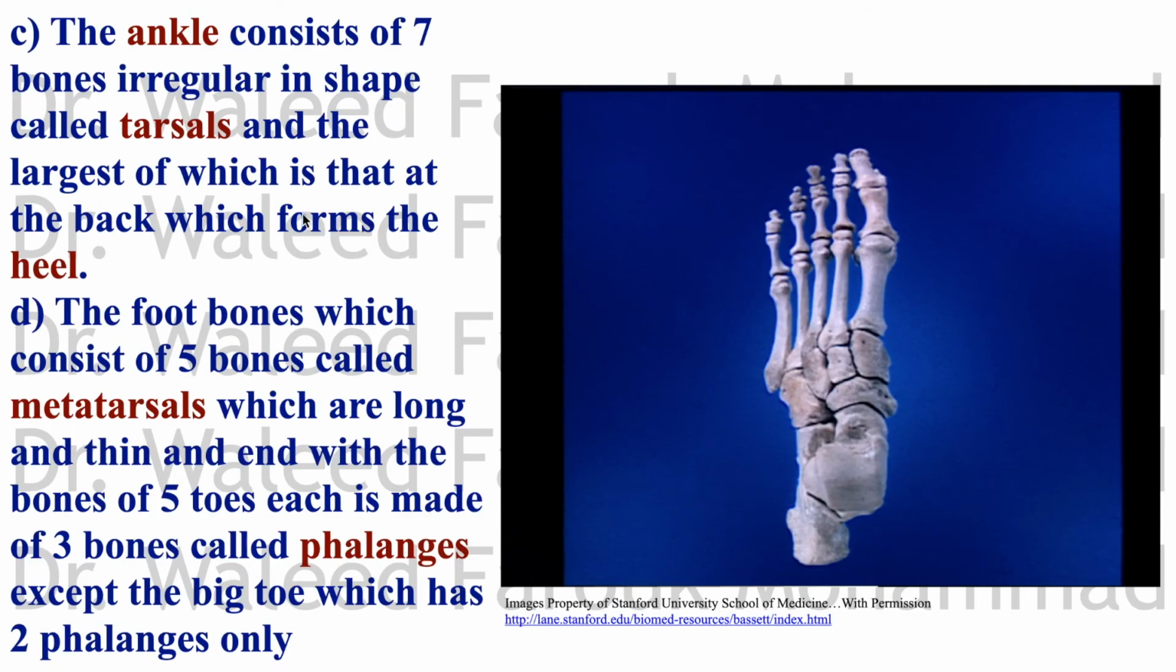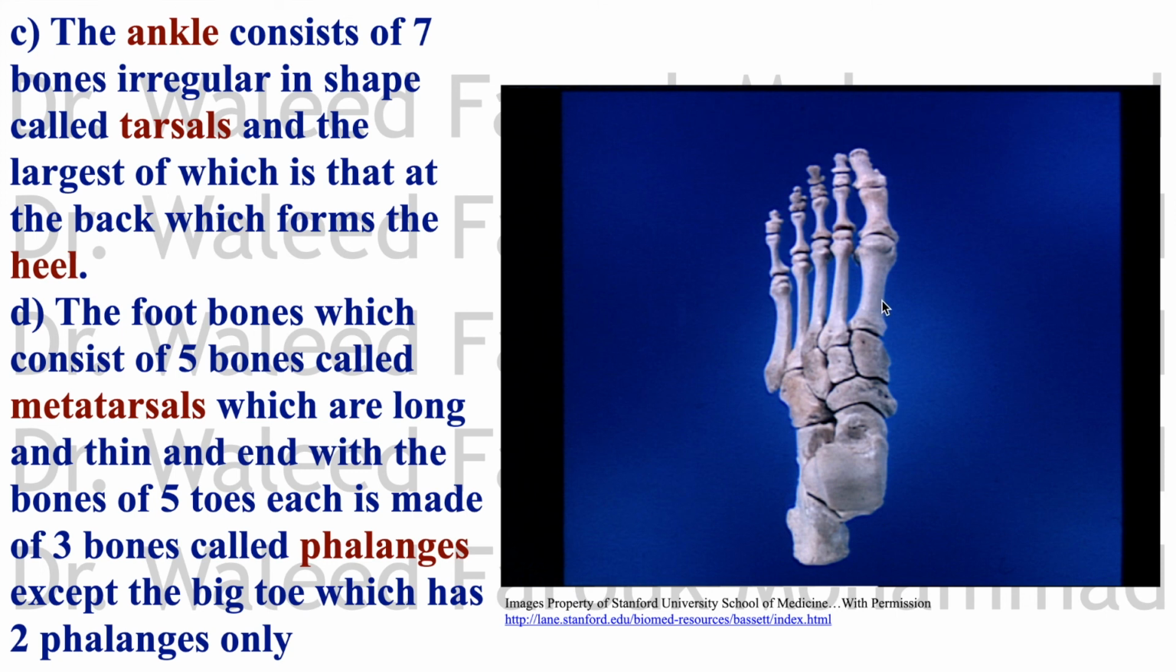Now for the foot. The ankle consists of 7 bones, or the tarsal bones. They are 7. The carpal bones were 8, but these are 7 bones, the 7 tarsal bones. Okay? 7 tarsals. They articulate superiorly with the lower end of the tibia and fibula to form the ankle joint, and they articulate anteriorly with the metatarsal bones.